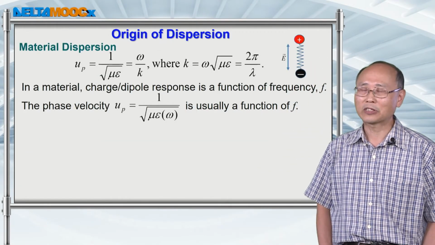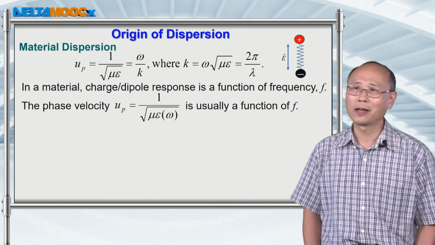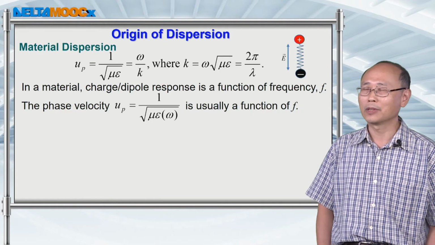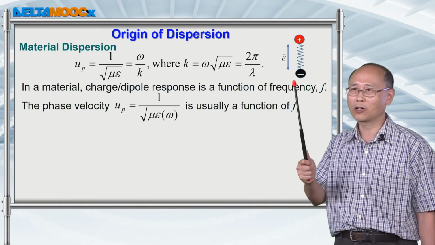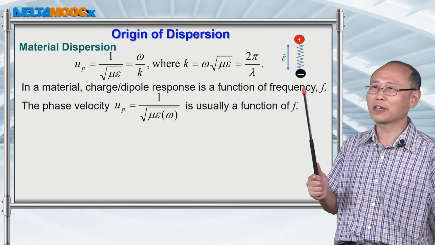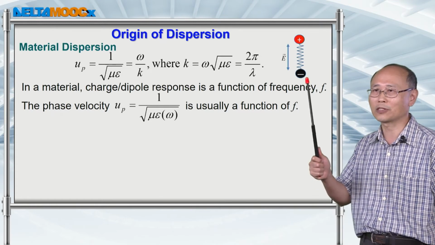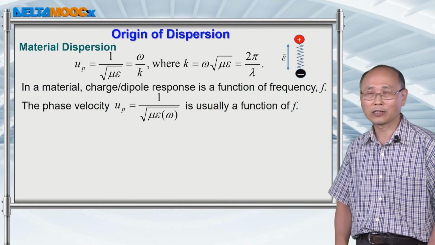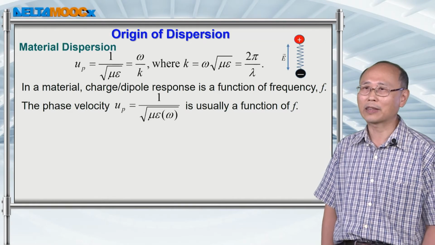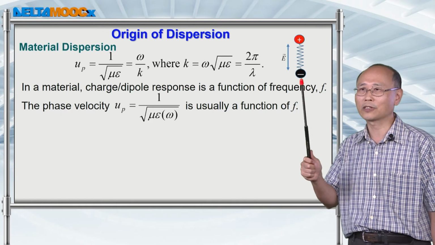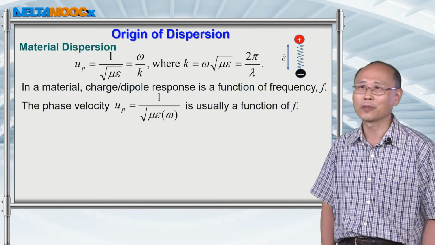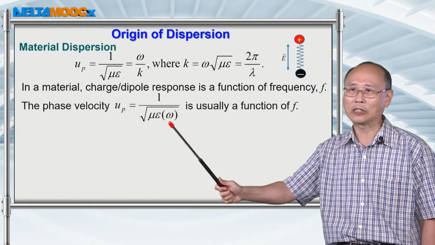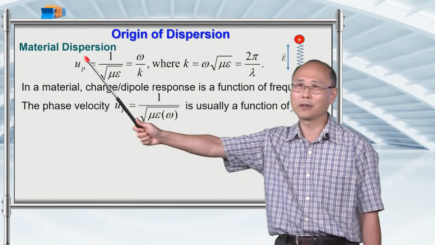I want to use this slide to tell you the origin of dispersion. Think about sending an electromagnetic wave into some material. The electric field will interact with the dipole. The field will pull the charge and cause the oscillation of the dipole. Apparently, there's a resonant frequency associated with this spring model, and if you excite it with different frequencies, the dipole will oscillate differently. In particular, if you set the frequency of the wave close to the resonant frequency of this dipole, things change. So when you send a wave into a material, the phase velocity is a function of frequency, and there will be dispersion associated with the material. We call this material dispersion.